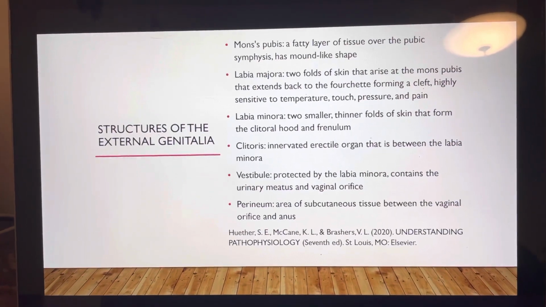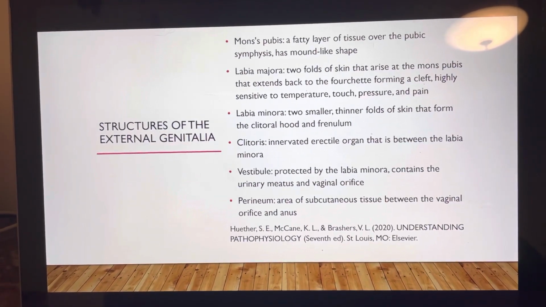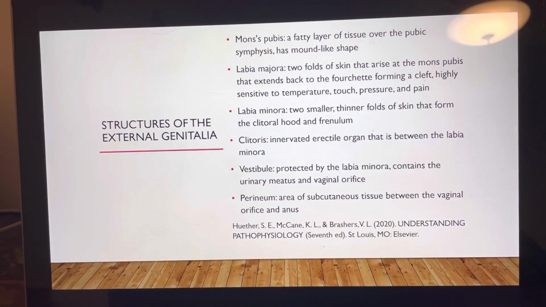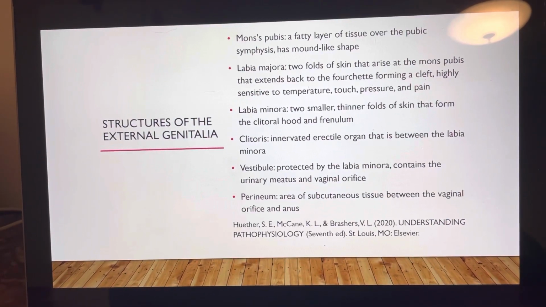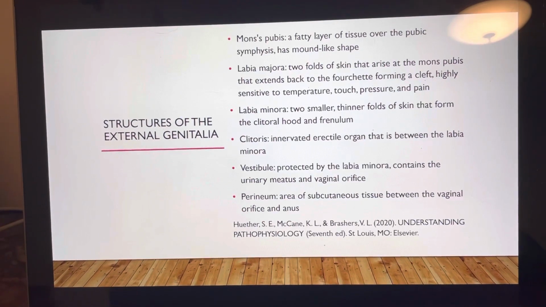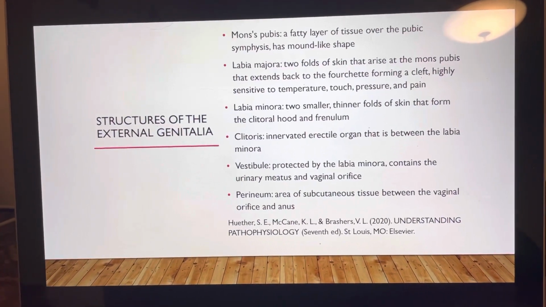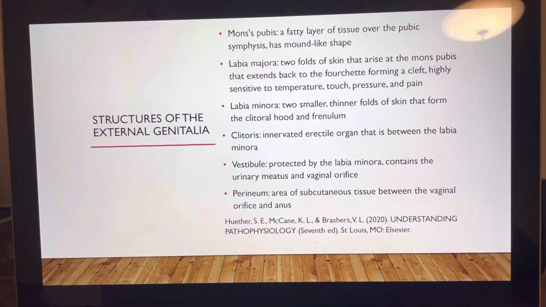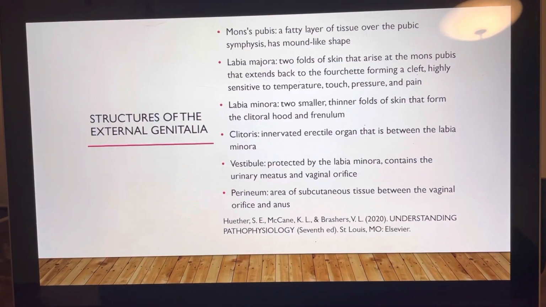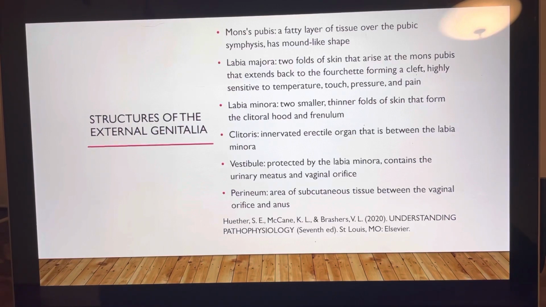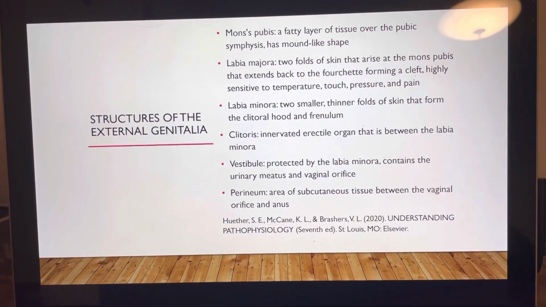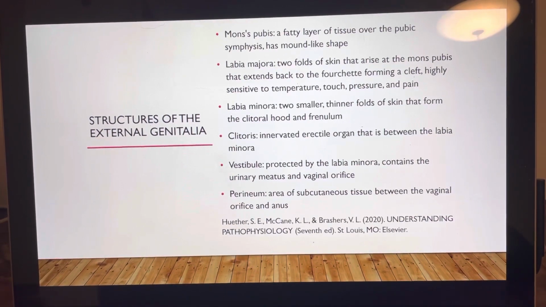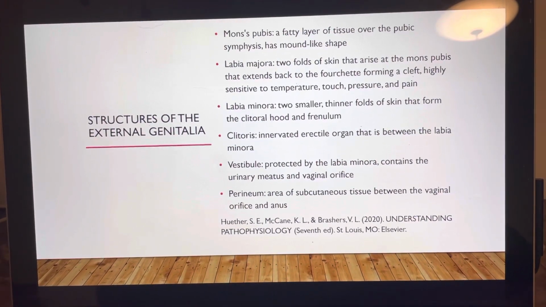The labia minora, which is two smaller, thinner folds of skin that form the clitoral hood and frenulum. The clitoris, which is an innervated erectile organ that is between the labia minora. The vestibule, which is protected by the labia minora, and this contains the urinary meatus and the vaginal orifice. And the perineum, which is an area of subcutaneous tissue between the vaginal orifice and the anus.